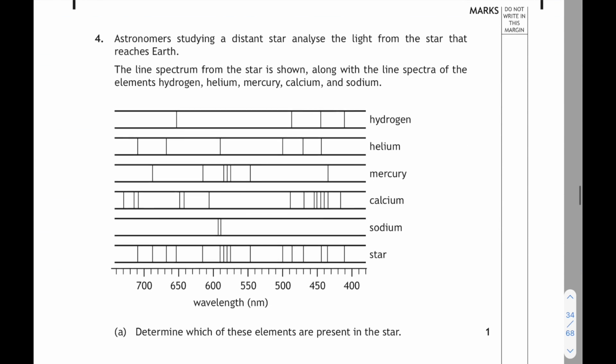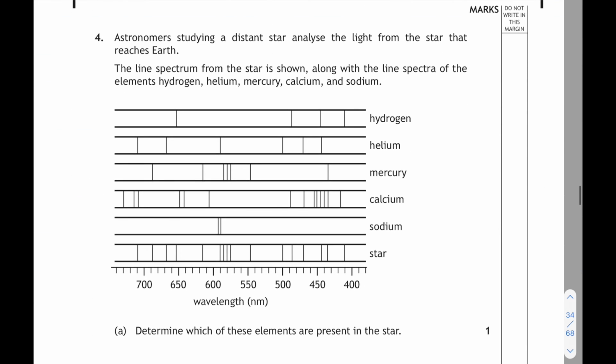Okay, question 4, this is the last one for this video. Astronomers are studying a distant star and analyse the light from the star that reaches the Earth, and the line spectrum from the star is shown along with the line spectra of the elements hydrogen, helium, mercury, calcium and sodium. And we have to determine which of these elements are present in the star.